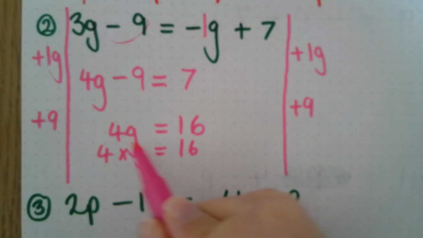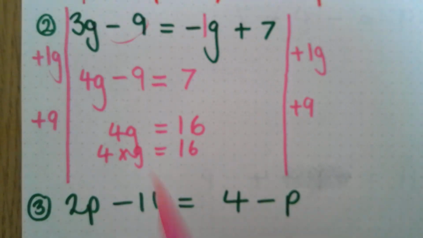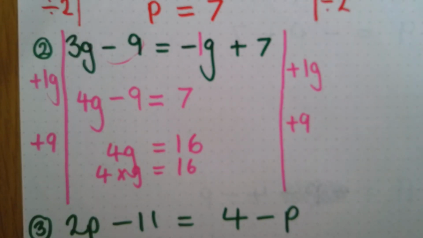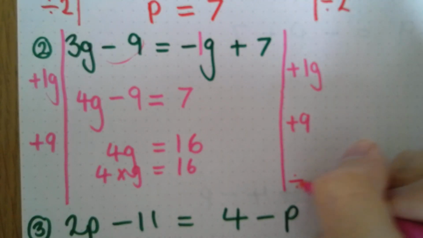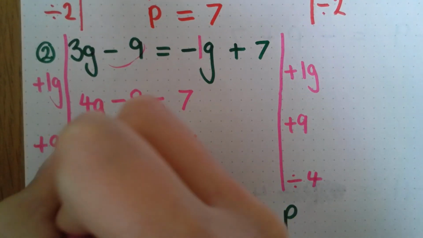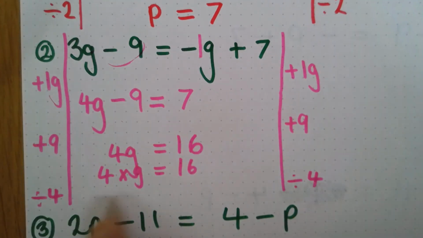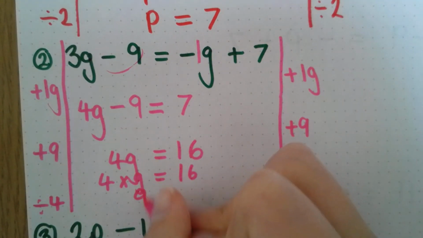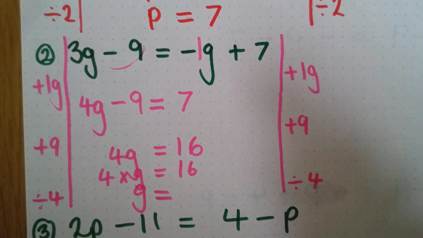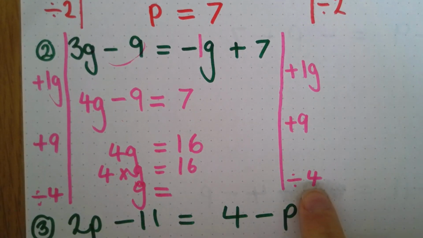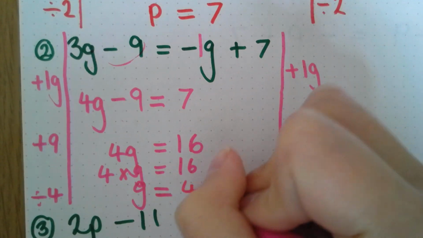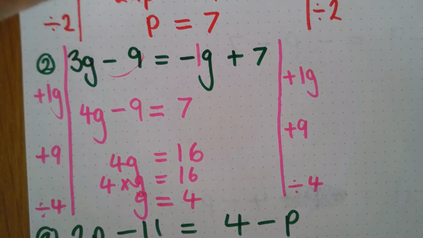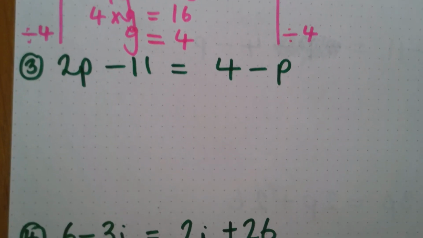We need to get g on its own, so we need to get rid of this times by 4. And the opposite of times by 4 is divide by 4. So we need to divide by 4 both sides. So if we times by 4 and divide by 4, they disappear, so we're just left with g. And then the other side, we need to do 16 divided by 4 is 4. Okay, that's your second example worked through.